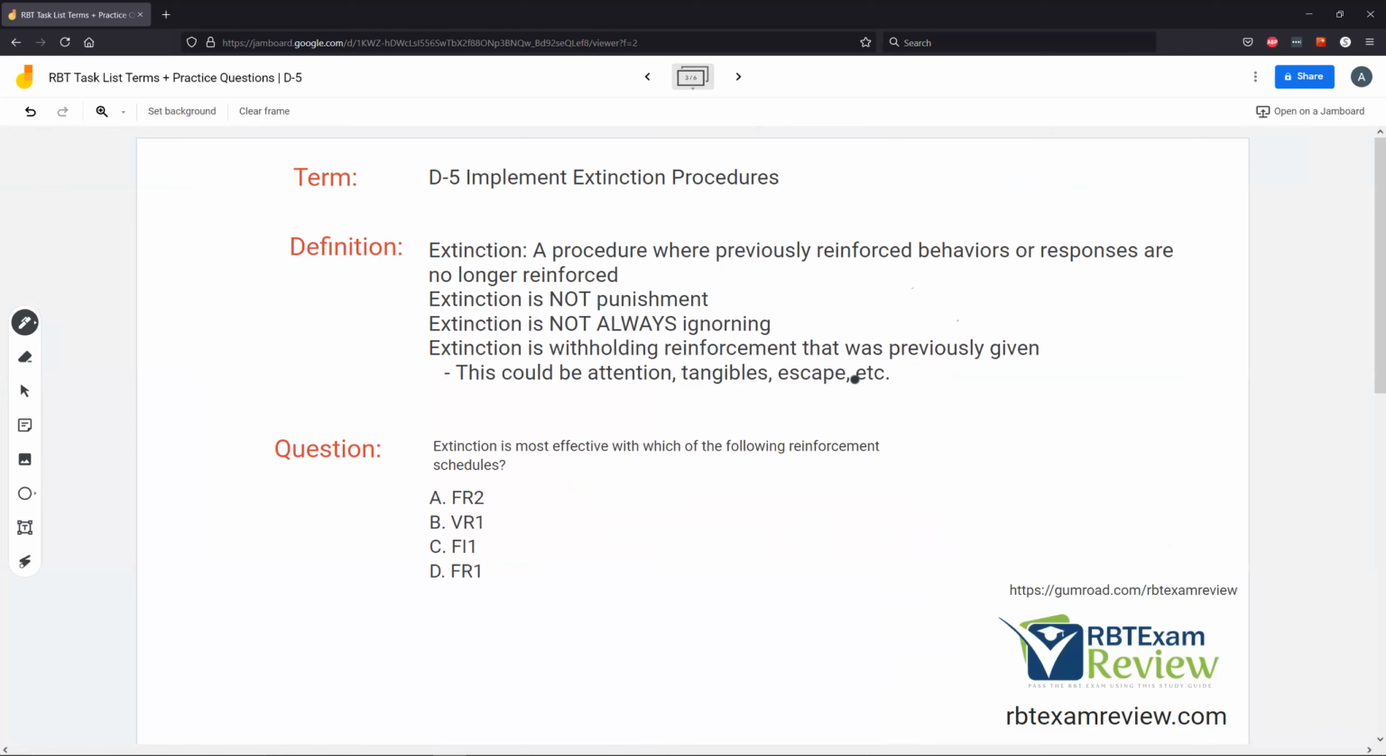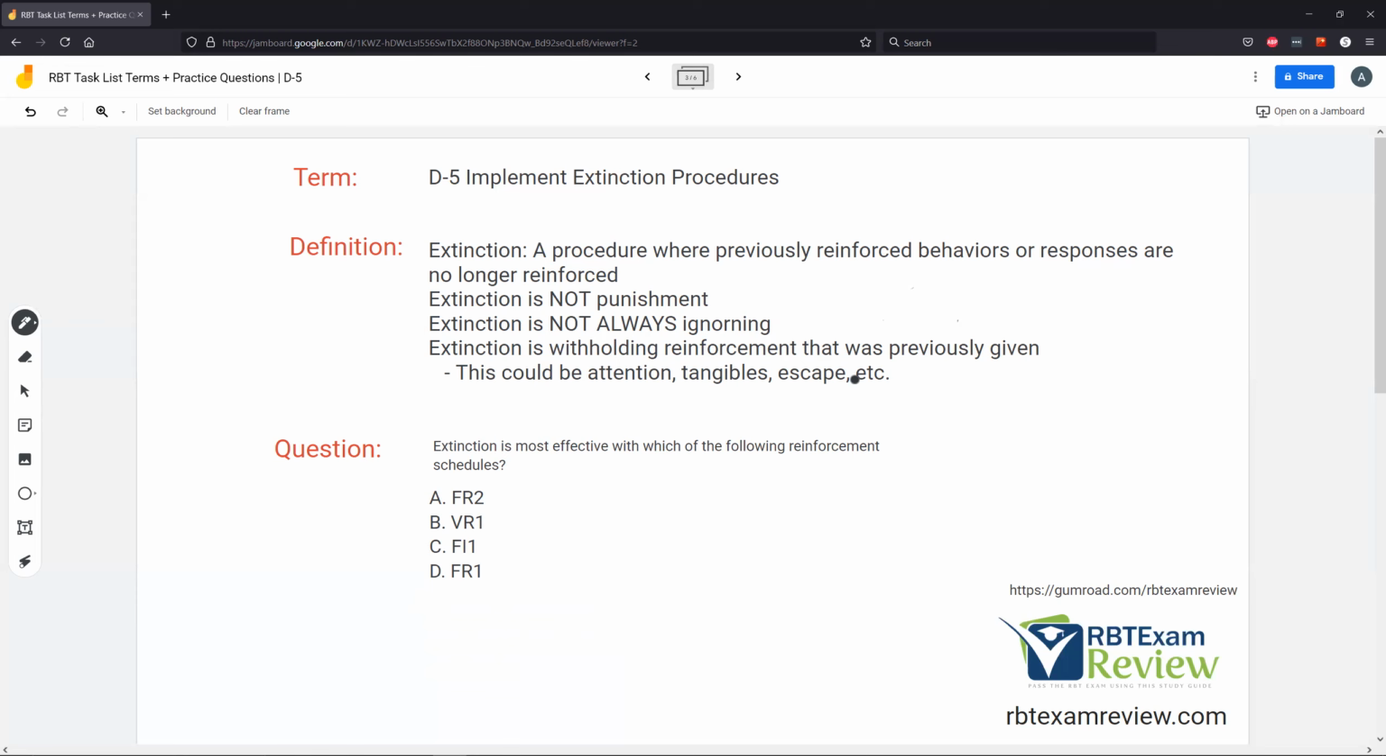Okay, so continuing, what is extinction not? Extinction is not punishment, okay? Yes, extinction is used to decrease a behavior, but we're not punishing the behavior. We're just not giving reinforcement. Remember, with punishment, we're adding a stimulus or taking away a stimulus, because it's negative or positive. With extinction, we're just not giving reinforcement. There's a difference there, right?